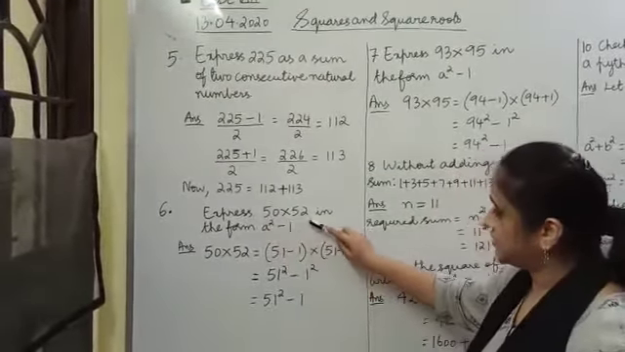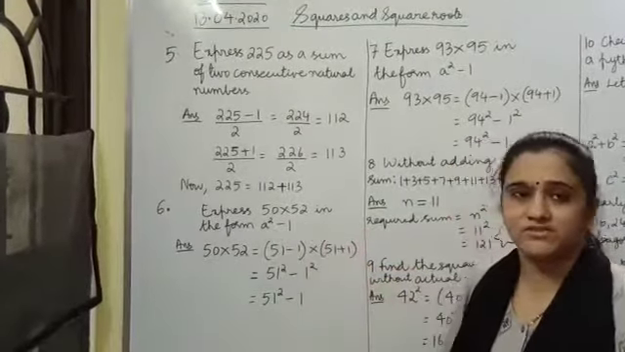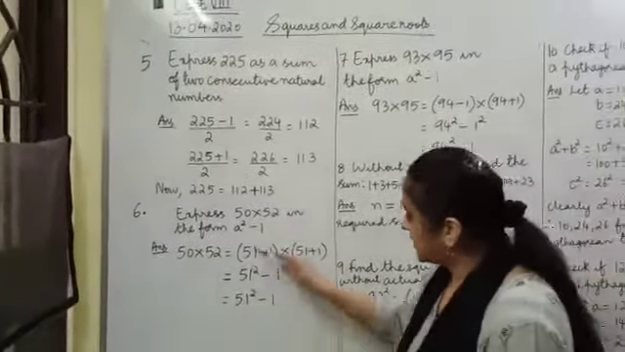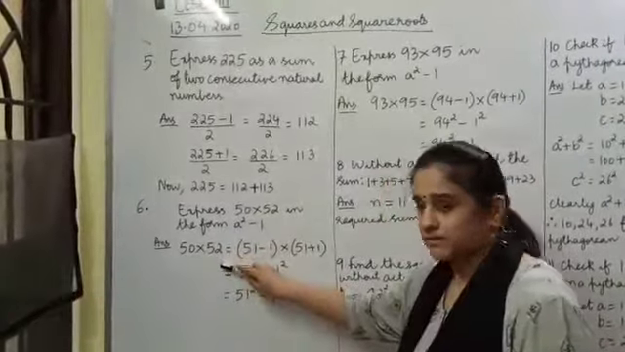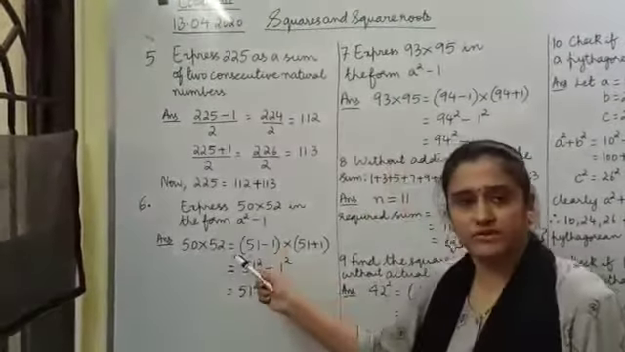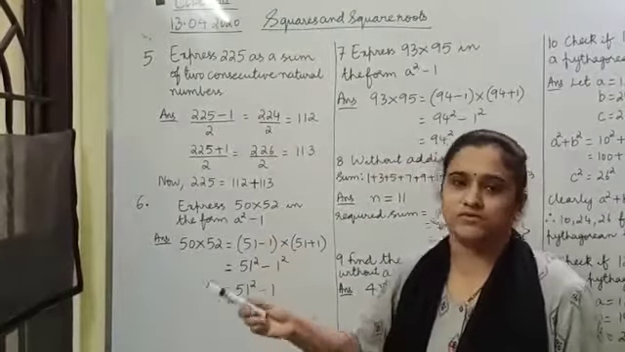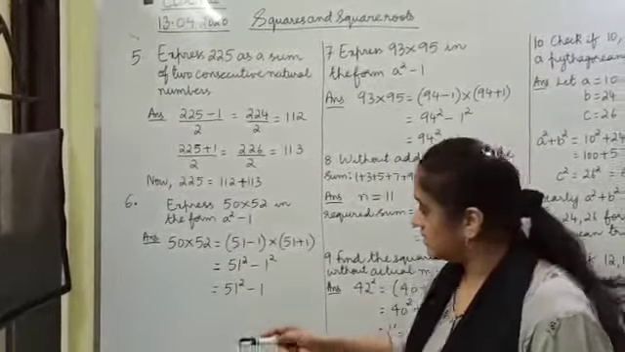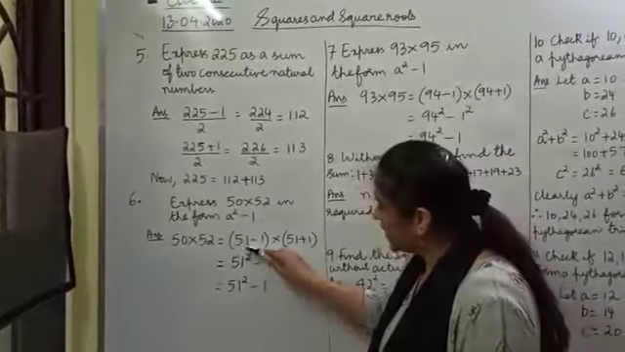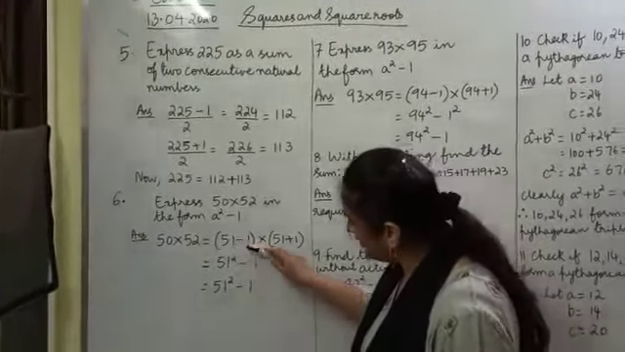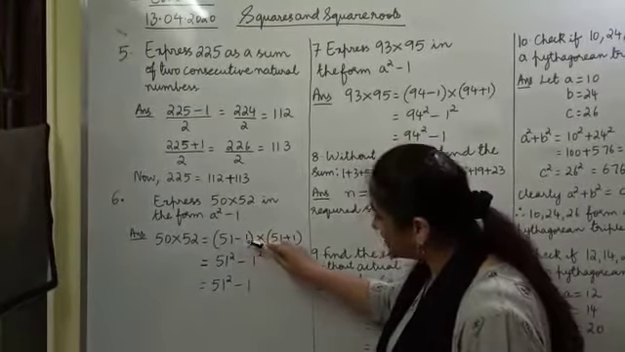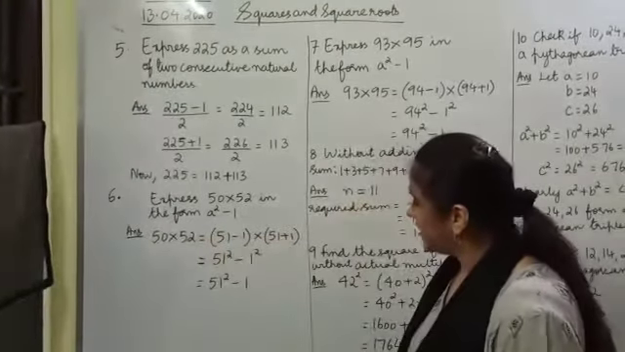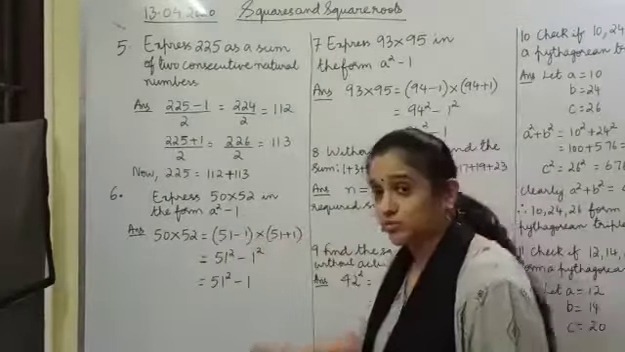Express 50 into 52 in the form a square minus 1. So take it up, 50 into 52. Now what is between 50 and 52? Which is that natural number between 50 and 52? 51. So how do you use 51 and make this 50? 51 minus 1 is 50, and 51 plus 1 is 52.